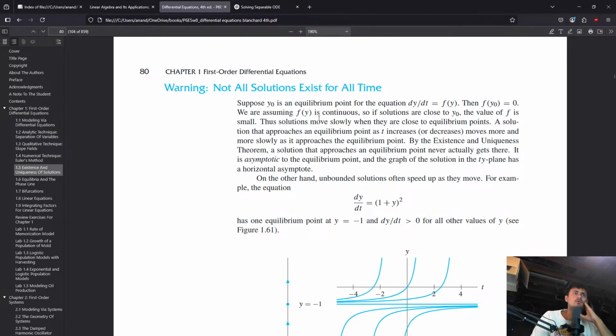A solution that approaches an equilibrium point as t increases or decreases moves more and more slowly as it approaches the equilibrium point. By the existence and uniqueness theorem, a solution that approaches an equilibrium point never actually gets there. It is asymptotic to the equilibrium point. The graph of the solution has a horizontal asymptote. On the other hand, unbounded solutions often speed up as they move.